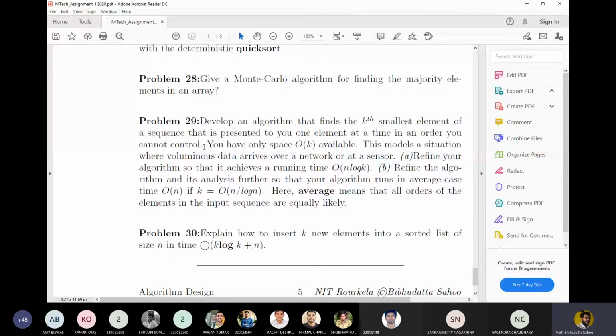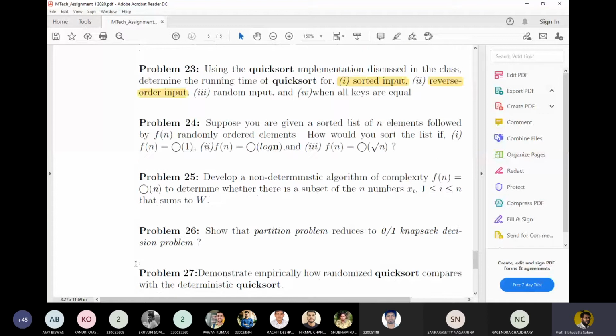So we'll take maybe one or another class tomorrow to explain some things related to quicksort as a case study. Okay, so this I have uploaded, so you can refer to that.